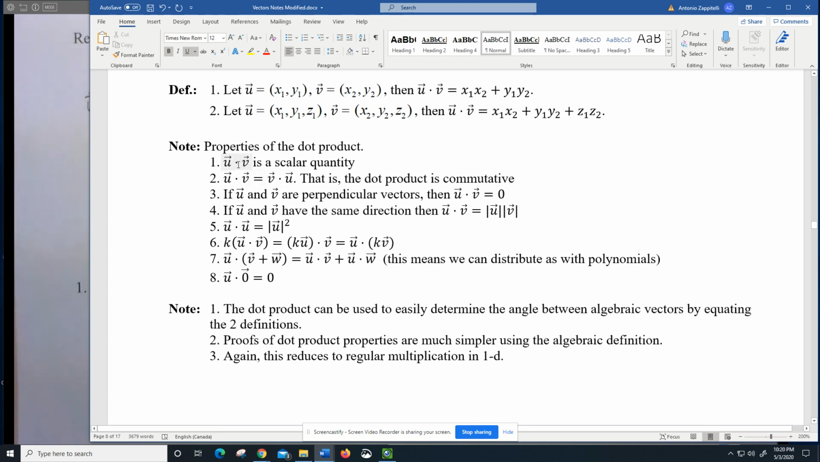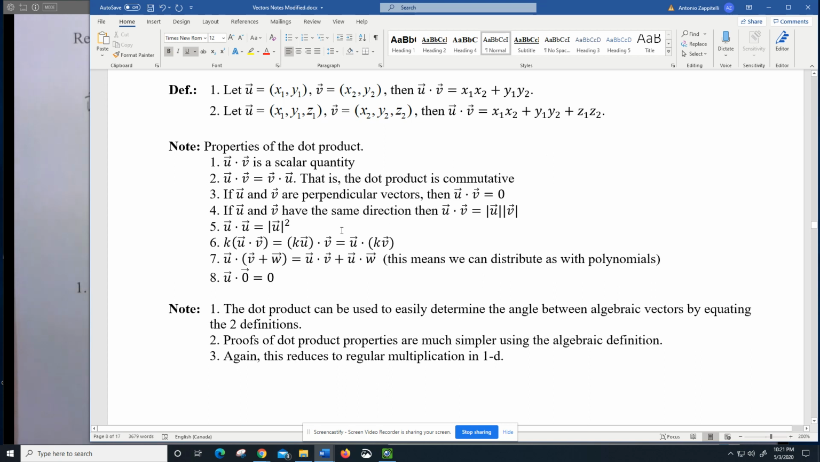We see that, as we talked about, it's a scalar quantity. You don't get a vector, hence why the dot product is sometimes called the scalar product. You can easily show that the dot product is commutative, meaning order doesn't matter. Here's one of the important ones: if two vectors are perpendicular, then their dot product is going to be 0. So if I have two algebraic vectors and I want to know if they're perpendicular to each other, all I have to do is calculate their dot product, and if it's 0, I know that they're perpendicular.